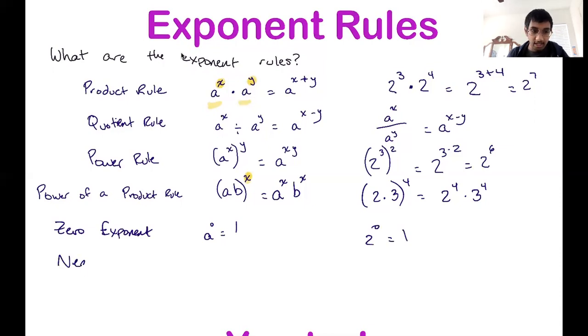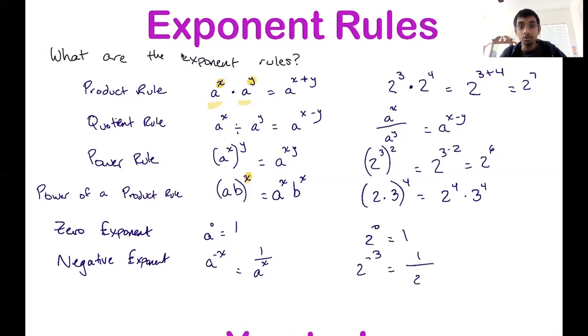We have the negative exponent. This one's also pretty cool. So let's say I have a to the negative x. That is going to equal 1 over a to the x. So for example, let's say I had 2 to the negative third power. That's going to equal 1 over 2 to the third power, which is equal to 1 over 8 when we simplify that out.